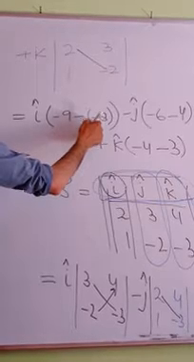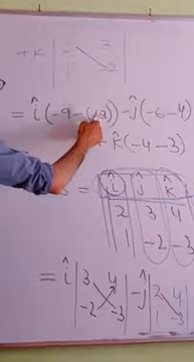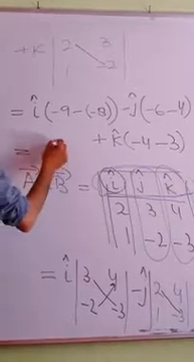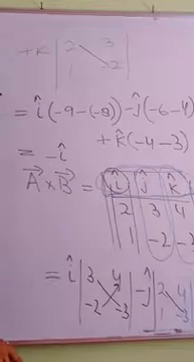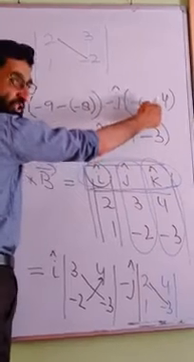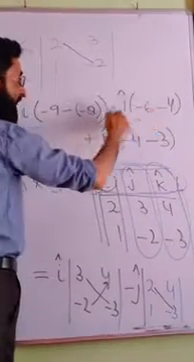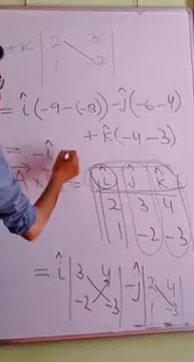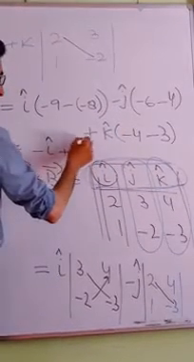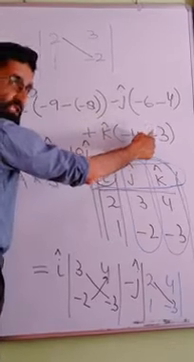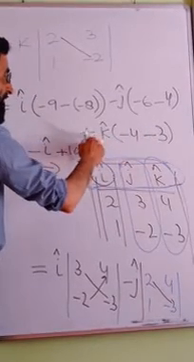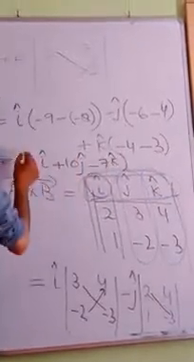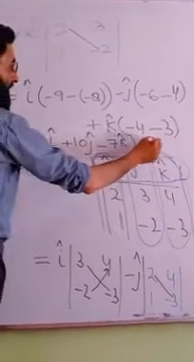Now we can write minus 9 plus 8, which becomes plus 8. Minus 9 plus 8 is minus 1. And minus 1 into i cap is minus i cap. So we will write minus i cap. Minus 6 and minus 4 is minus 10. Minus 10 into minus j is plus 10j cap. And minus 4 and minus 3 is minus 7. Minus 7 into k cap is minus 7k cap. This is the answer.